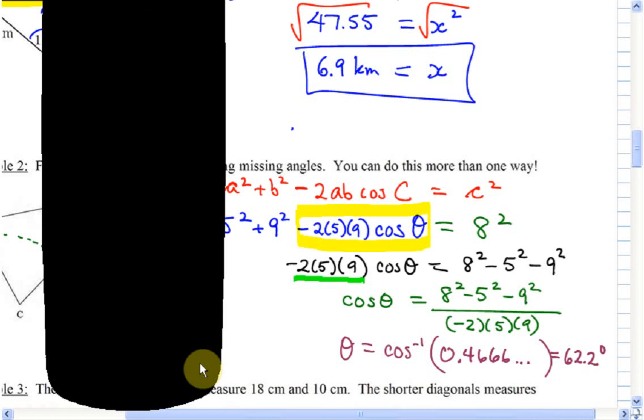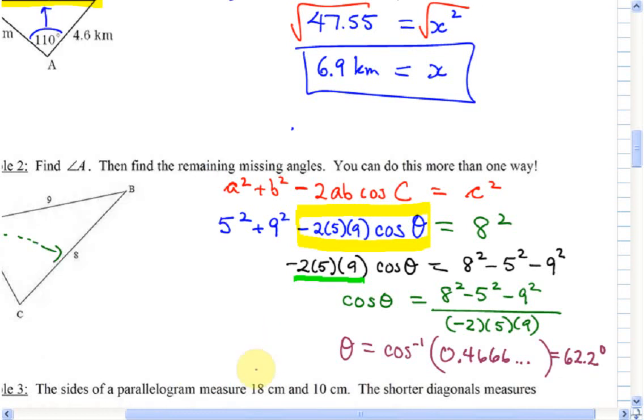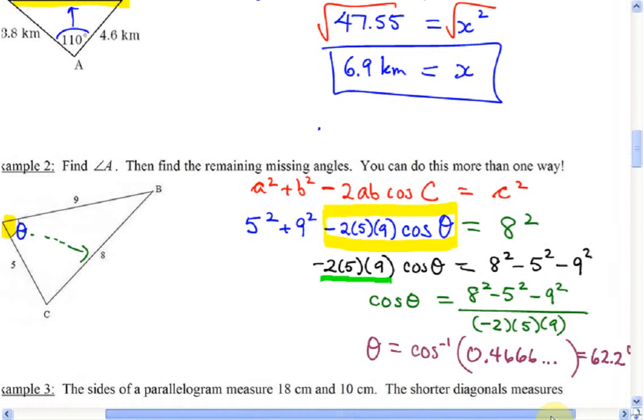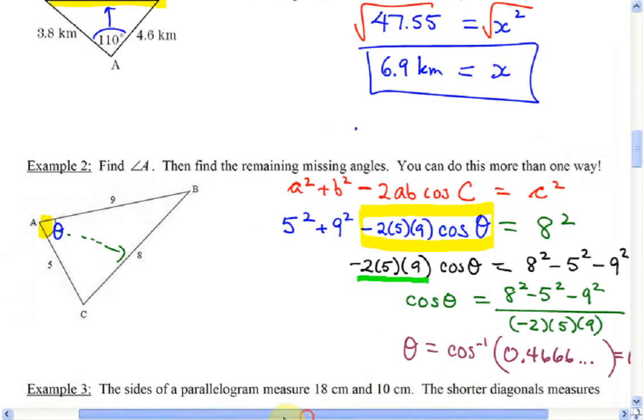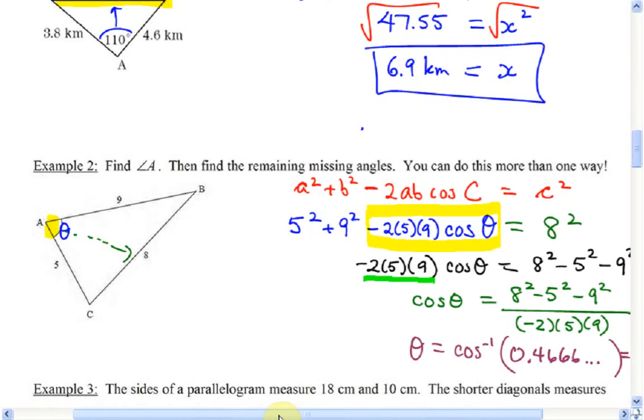Now, ladies and gentlemen, we haven't finished this question yet. This one said, find angle A. There's not two triangles, though. It says, then find the remaining missing angles. So I'm going to ask you now to figure out how you can find the other ones. What can you do now to try to find out, let's say, angle C? You have a choice. To find angle C, you can use sine law, or what else could you use?